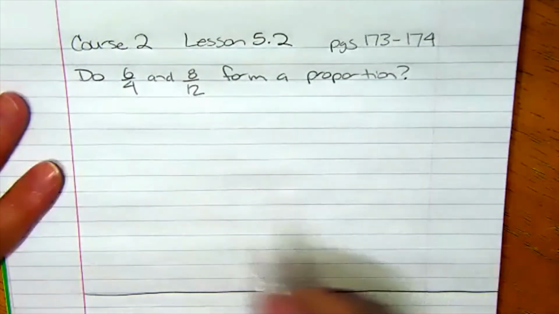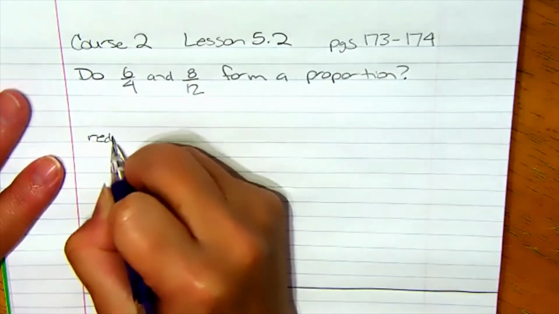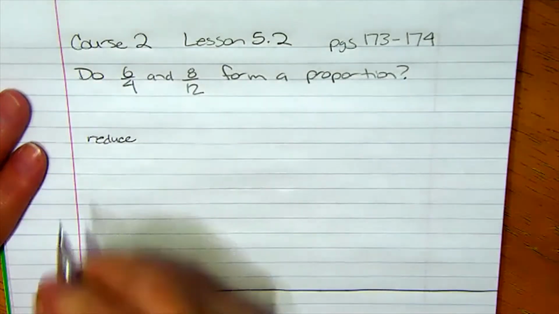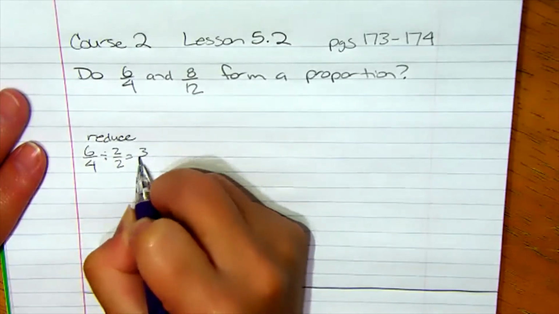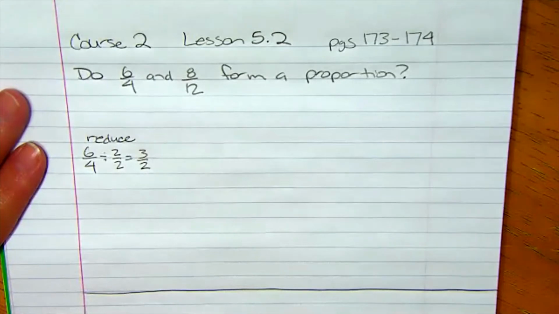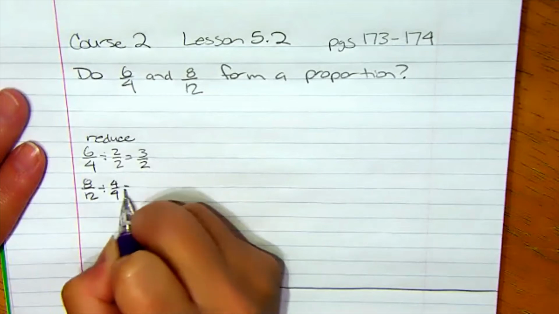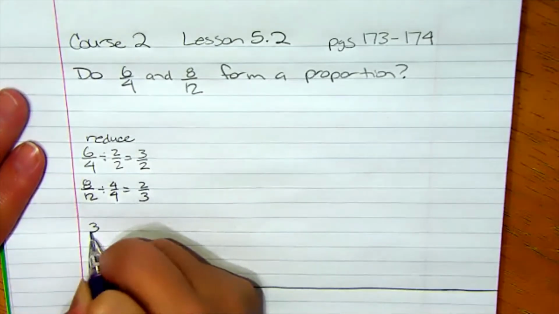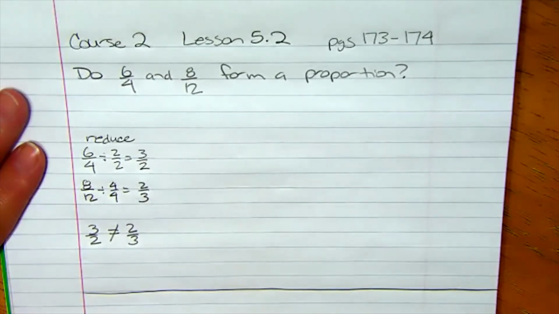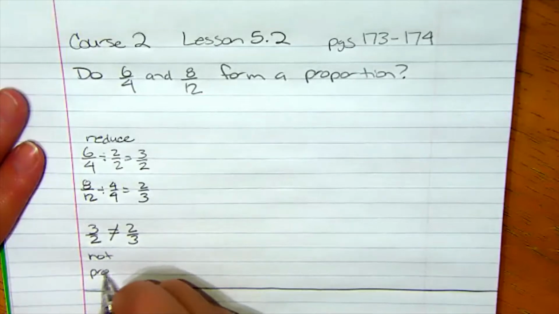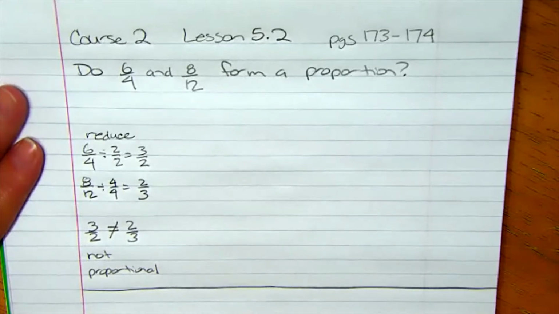So the first way to determine if two fractions are proportional is to reduce the fractions. So 6/4 divided by 2/2 equals 3/2. That cannot be reduced any further. 8/12 can be reduced by 4/4, which gives us 2/3. 3/2 most definitely is not equal to 2/3. So it is not proportional.